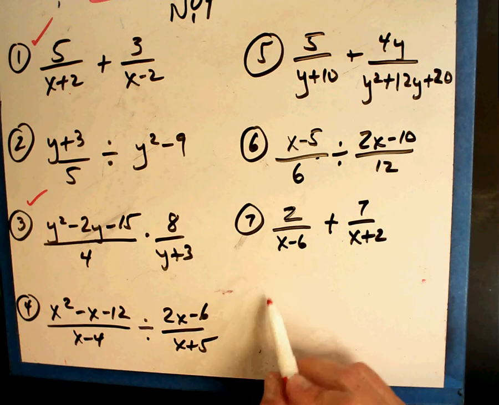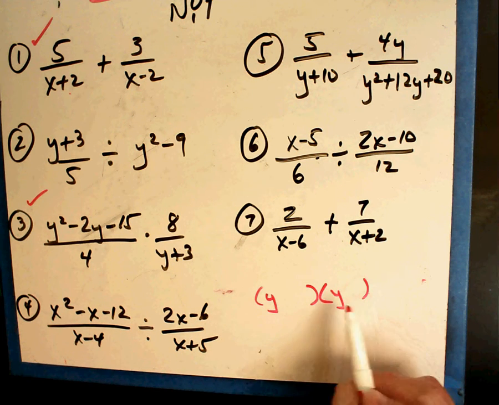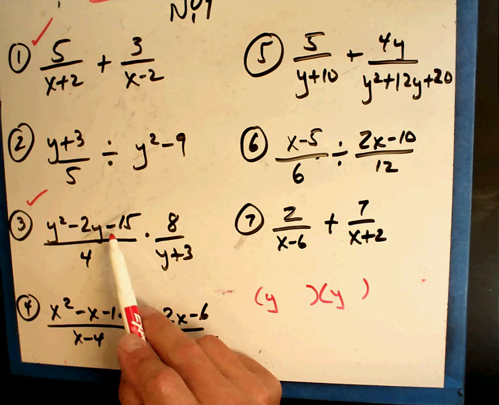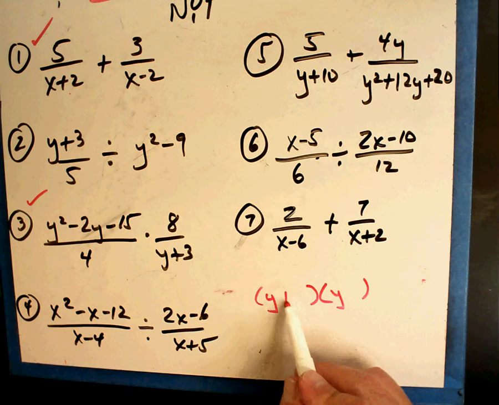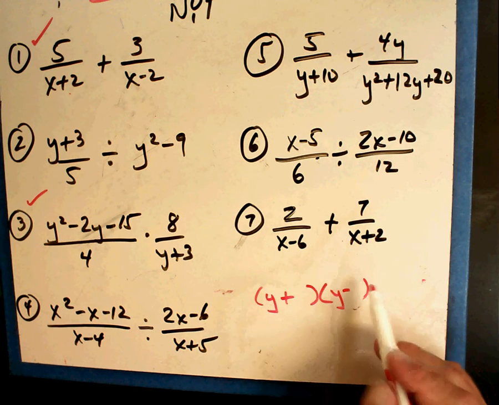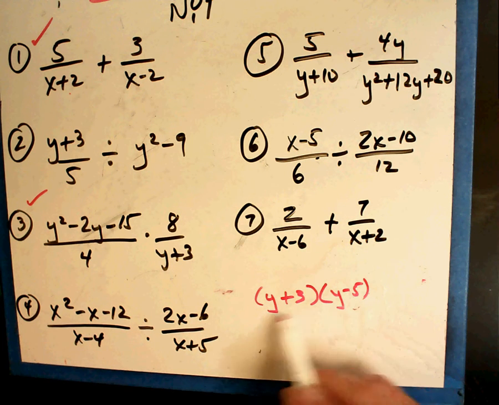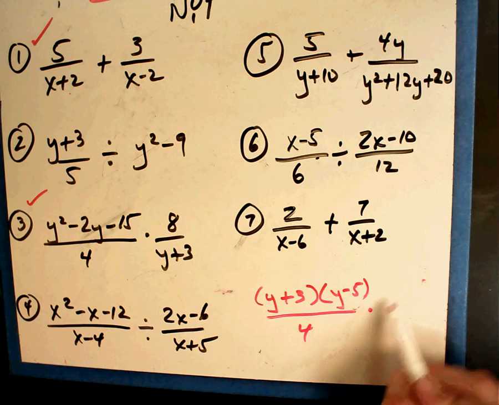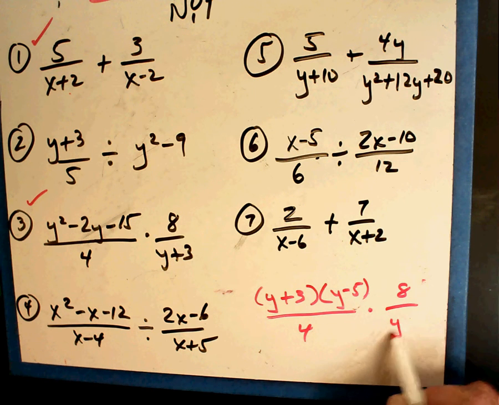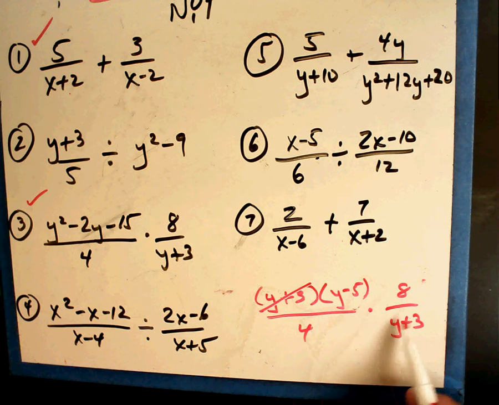In this one, I already see that I can factor 15. Ooh, they're different signs, and they multiply to 15, so that's a plus and a minus. Minus 3, let's see, 5 times 3. So that's the minus 2. There it is, it's factored. Over 4 times 8 over y plus 3. How did I know? Well, notice this y plus 3 goes away with that.